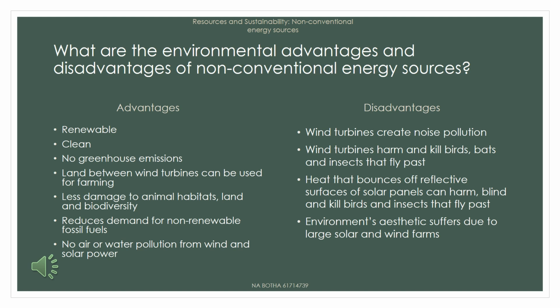The environmental disadvantages of non-conventional energy sources are: wind turbines create noise pollution. Wind turbines can harm and kill species of birds, bats, and insects that fly past. The heat that bounces off the reflective surfaces of solar panels can harm, blind, and kill birds and insects that fly past. And the environment's aesthetic value suffers because of the large wind and solar farms.